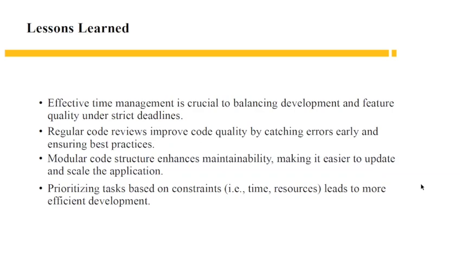For the lessons learned, we learned that effective time management is crucial to balancing development and feature quality under strict deadlines. Also, regular code reviews improve code quality by catching errors early and ensuring best practices. Modular code structure enhances maintainability, making it easier to update and scale the application. And lastly, prioritizing tasks based on constraints such as time and resources leads to more efficient development.